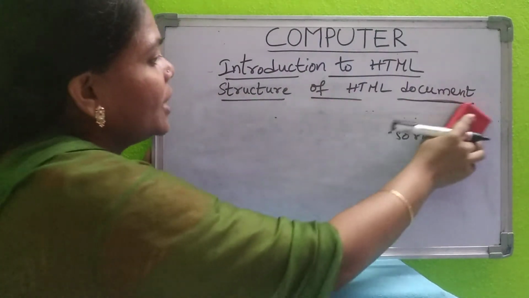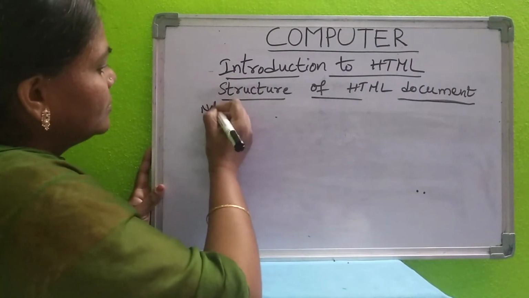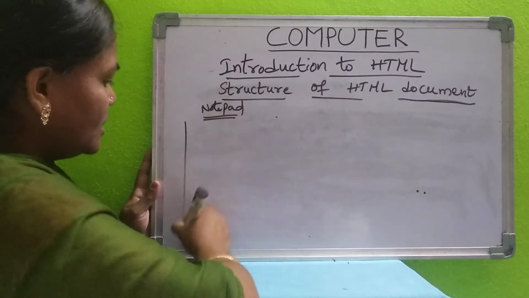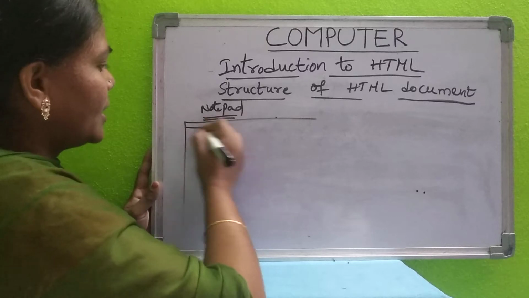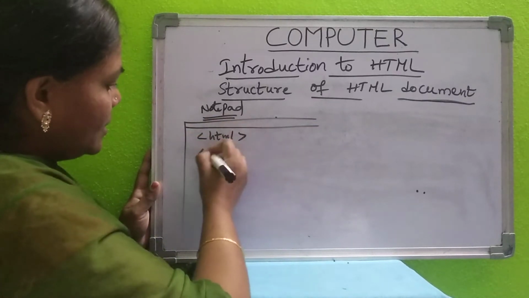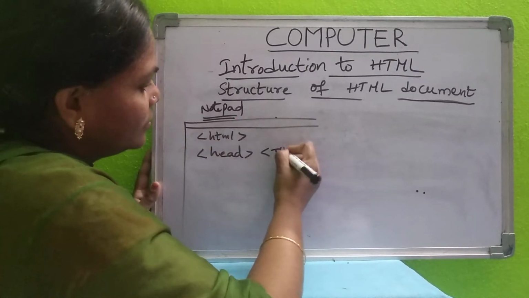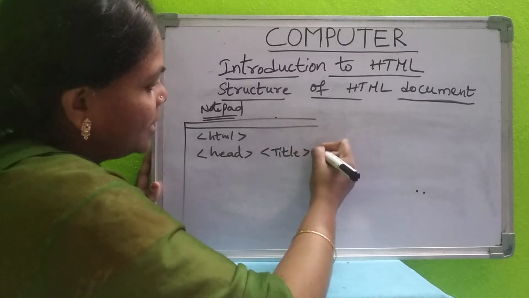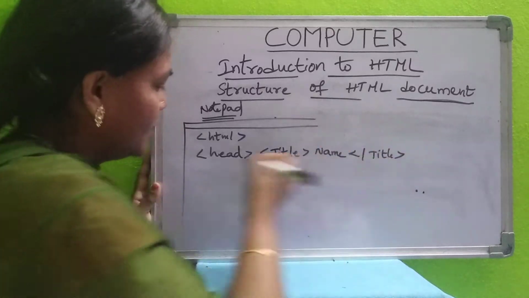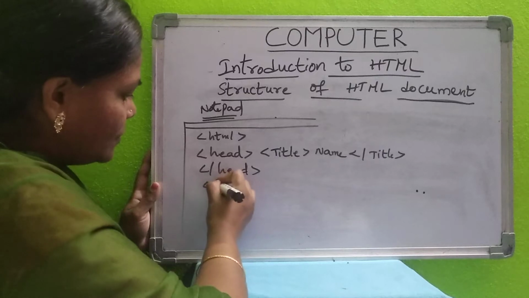Before, I wrote a name example. That program we have to write in Notepad. Okay, I will write it here. So open Notepad. In this Notepad we have to write. How to write? HTML, head. In this head, title. So title is name, slash title. We will write the title here. Next slash head. Next we will open the body tag.